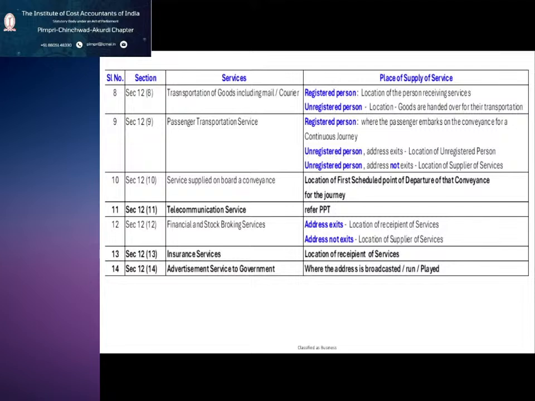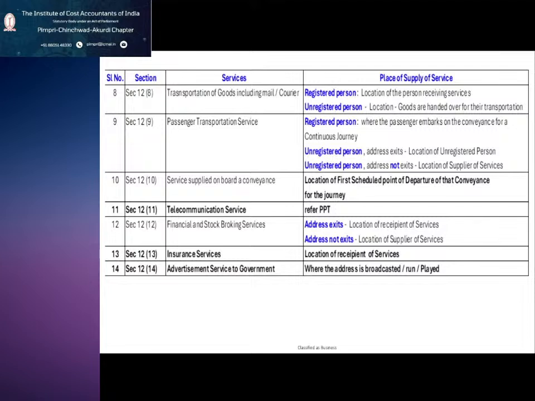So now we'll see with the example, because this is a very interesting one, the passenger transportation service. So it includes what are the vehicles: rail, monorail, metro rail, road, air, vessel, boat, cycle, rickshaw, bullock cart, camel, etc. If it is provided to a registered person, it is the location of the recipient of service, and for the unregistered, in that case, where the passenger embarks on the continuous journey.